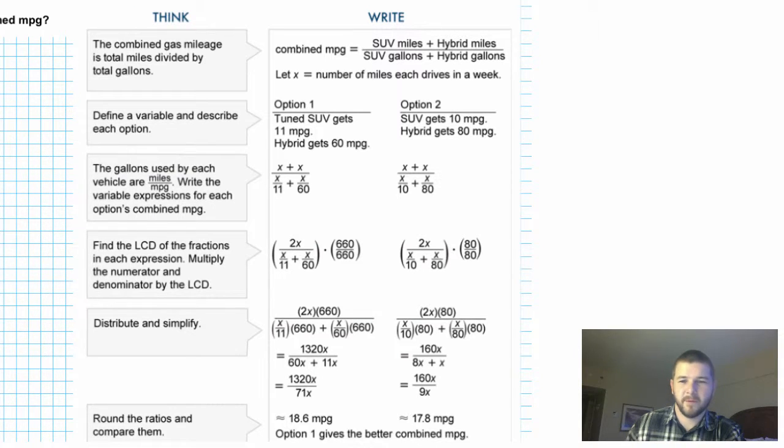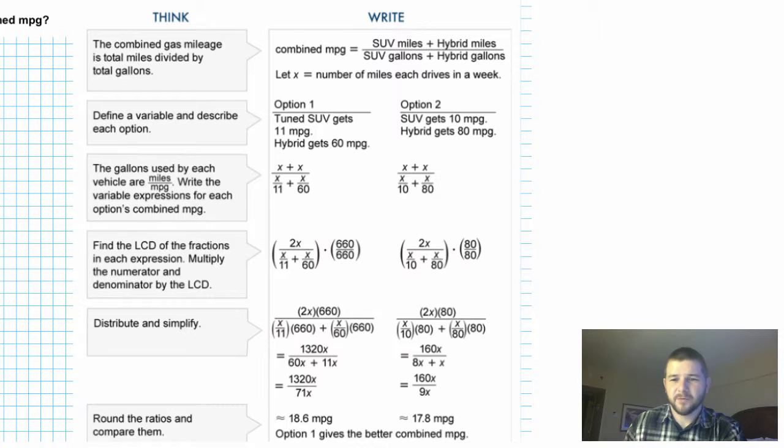Since both the woman and husband drive the same number of miles, x can represent the number of miles driven by each. So therefore we have x plus x as our numerator. Recall that represents the SUV miles plus the hybrid miles. And we have x divided by 11 represent the miles driven by the user of the SUV over the miles per gallon of the SUV, plus x over 60, a similar fraction representing the hybrid. And on the right-hand side, option 2, something very similar. Of course, using the statistics given in option number 2.